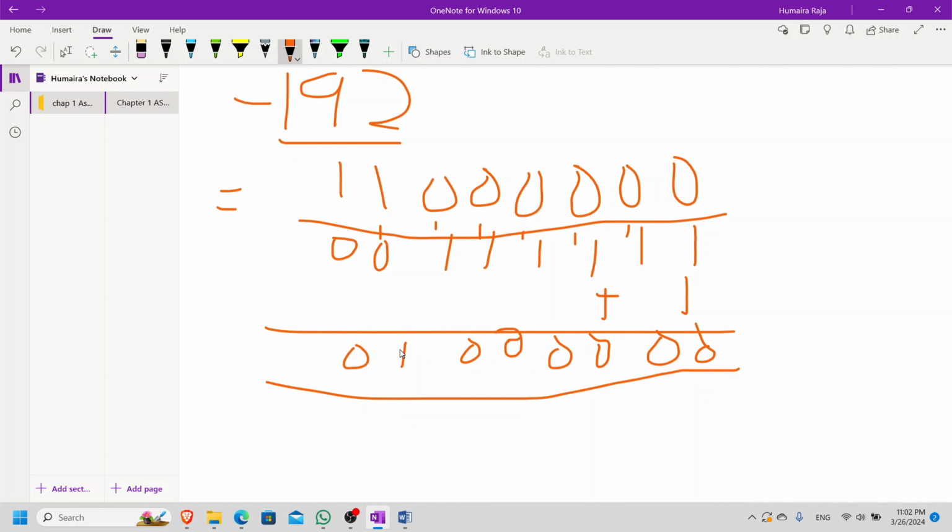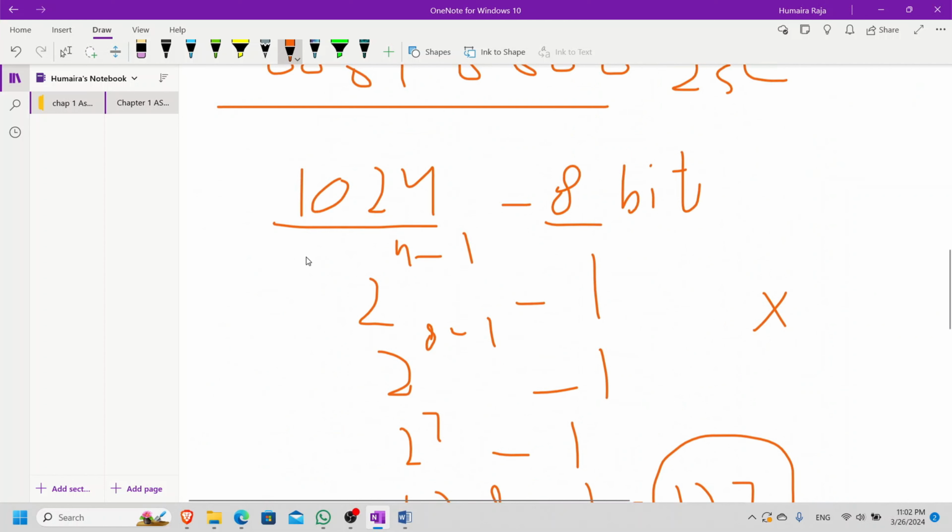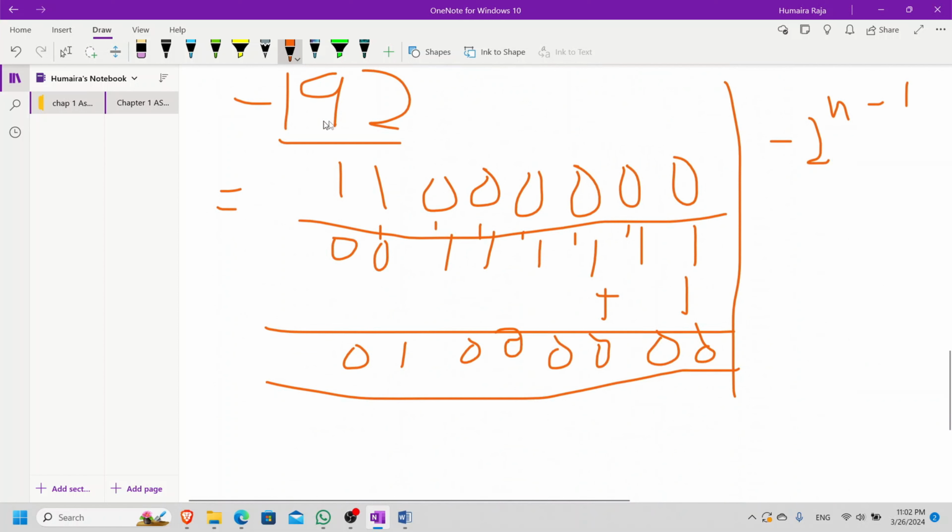Now how many bits are there? 1 2 3 4 5 6 7 8. 8 bits. If you remember the formula for finding the smallest number that can be represented using 8 bits, it is minus 2 raised to power n minus 1 for negative values. For negative values we use this formula, but for positive values we use 2 raised to power n minus 1, minus 1. I have been given a negative value, so on the side, I will figure out whether this minus 192 can be represented using 8 bits or not, so I can check whether this answer is correct.